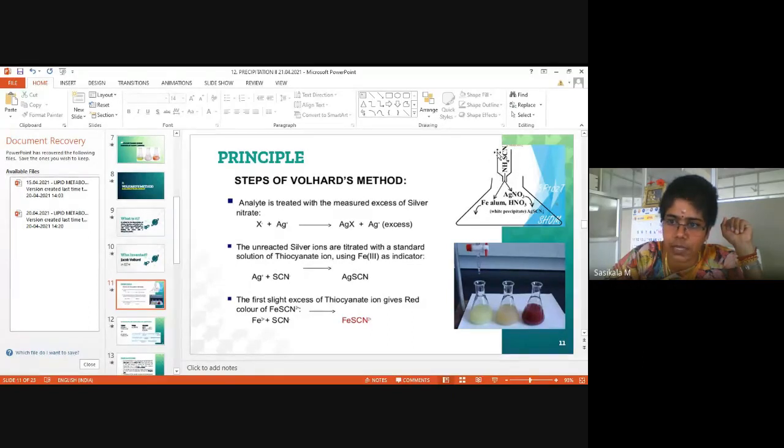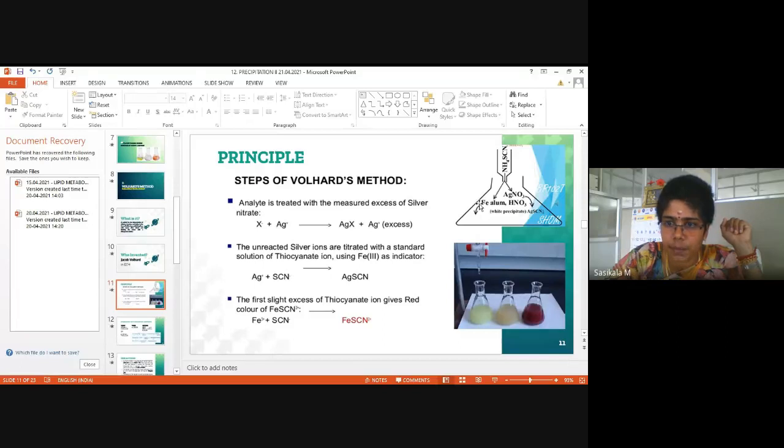Ammonium thiocyanate or potassium thiocyanate we can prefer as a titrant. Mostly ammonium thiocyanate is preferred. That represents the thiocyanate ion. So this excess silver ion will interact with thiocyanate once the titration starts, and it forms silver thiocyanate. Now this solution is, in the beginning itself, added with ferric alum. Ferric alum represents the indicator, ferric ammonium sulfate. It is nothing but ferric ammonium sulfate.